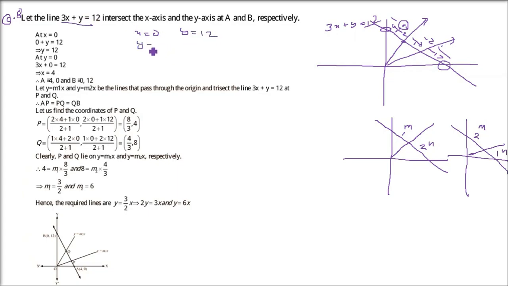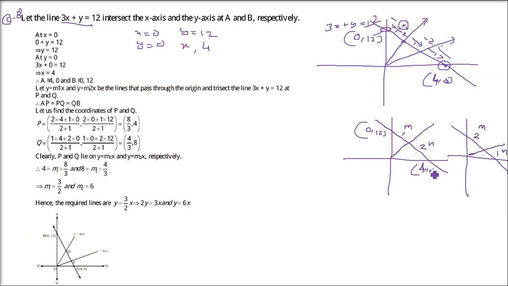So x equals 0, y will be 12. Y equals 0, 3x is 12, x will be equal to 12 by 3. So 12 by 3 is 4. So the points are 0, 12 and 4, 0. So on the y-axis it is 0, 12. On the x-axis it will be 4, 0. Now we have the points also. You have these points. So let me write it here, 0, 12 and 4, 0.